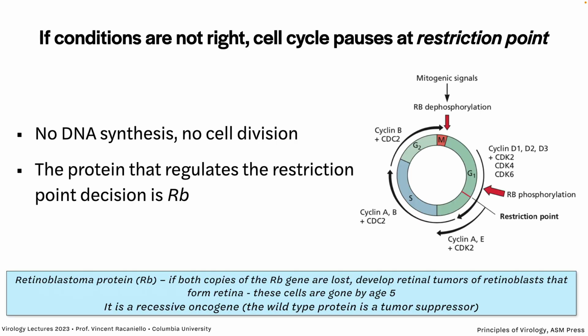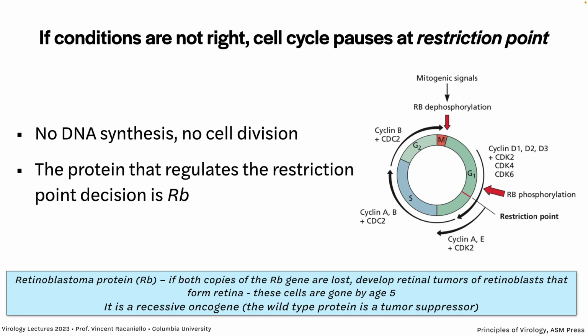There's also another restriction point down here, sort of in the middle of G1, which will say, okay, you pushed me from the control point at the top here, but are conditions actually right for going through to the cell division cycle? The protein that regulates this checkpoint, so these we call checkpoints, there's one up at the top and there's one at the bottom here, is RB, retinoblastoma protein, which we've encountered before.